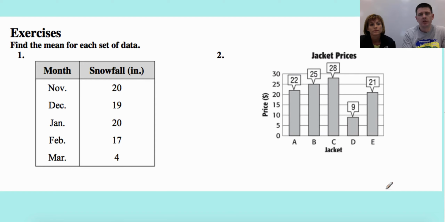So let's try a couple more together. In this one, all of our data is in our table. It's inches of snowfall over 5 different months in a particular year. So the first step is to add them all together.